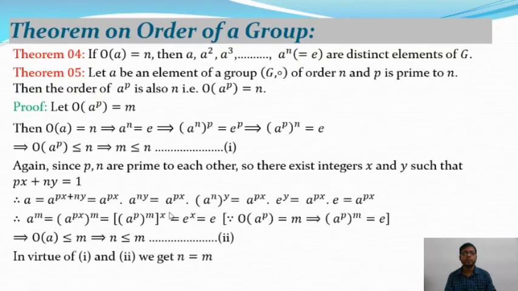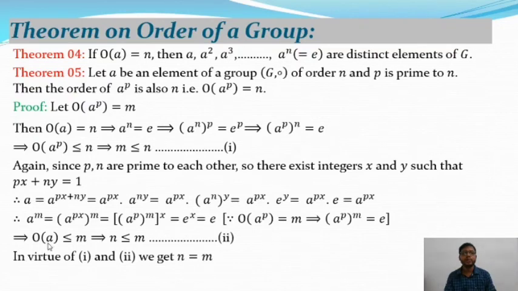Okay, so this implies a to the power m is equal to a to the power p whole to the power m whole to the power x. And you know that the order of a to the power p is equal to m. That means a to the power p whole to the power m is equal to e. So a to the power m is equal to e to the power x, and you know that e to the power x is equal to e, where e is the identity element. And from the above equation we conclude that the order of a is less than or equal to m.